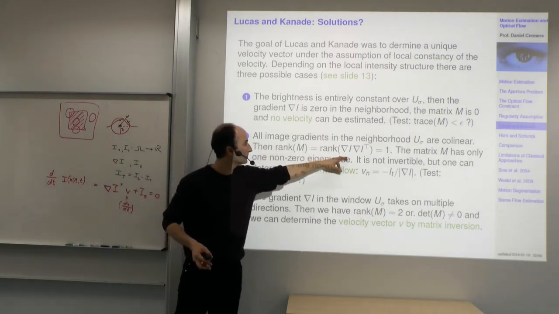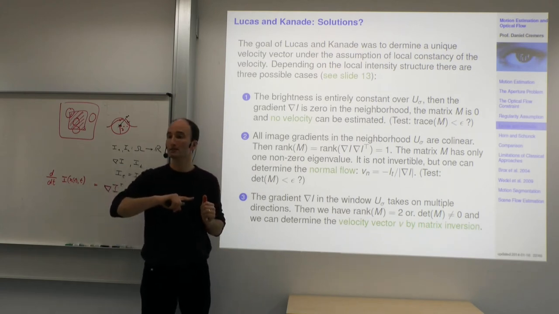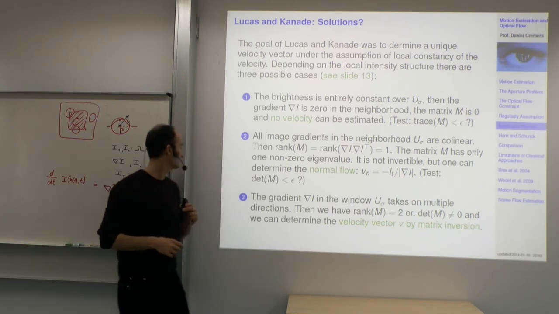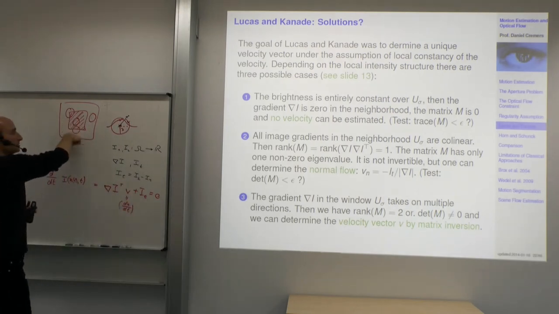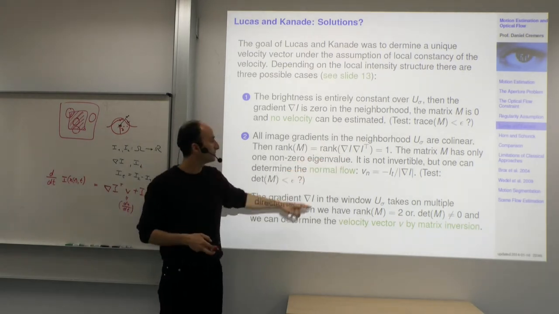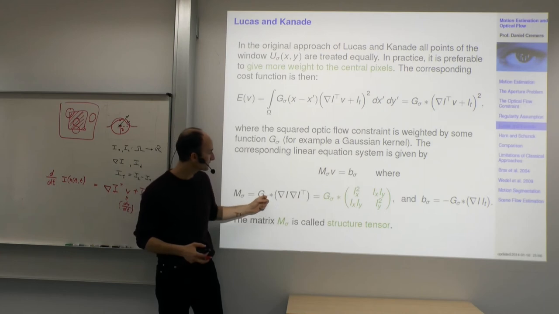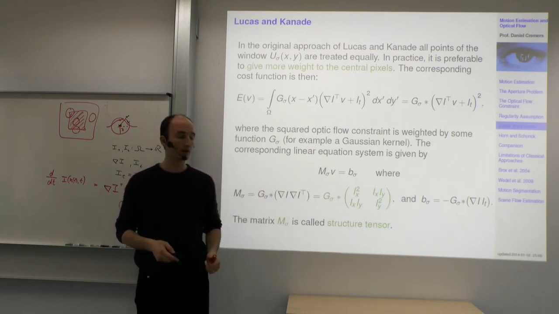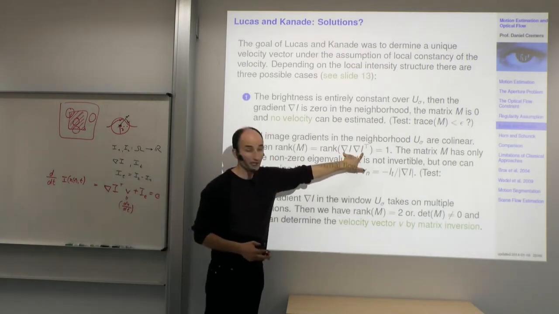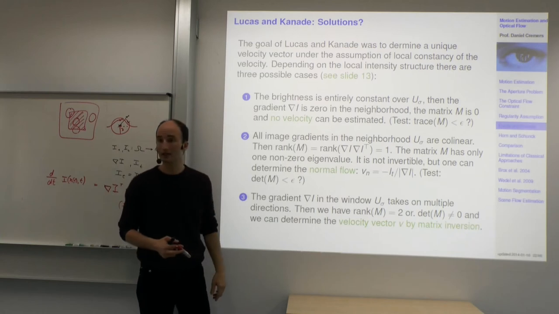Case two is if it's rank one, and that happens if all gradients are collinear, so if there are gradients in the image, so brightness variations, but all the brightness variations you see are in the same direction. So that would be here in this setting, the brightness changes are all in the vertical direction, and so the gradients are all parallel, which means that the integral over this matrix is just a scalar multiple of that particular matrix. And this matrix itself has rank 1, because the only eigenvector is the gradient itself.